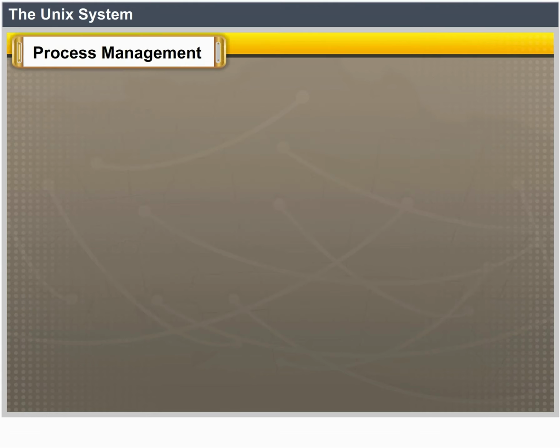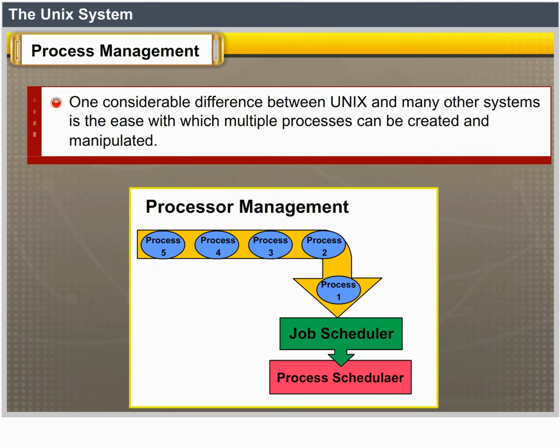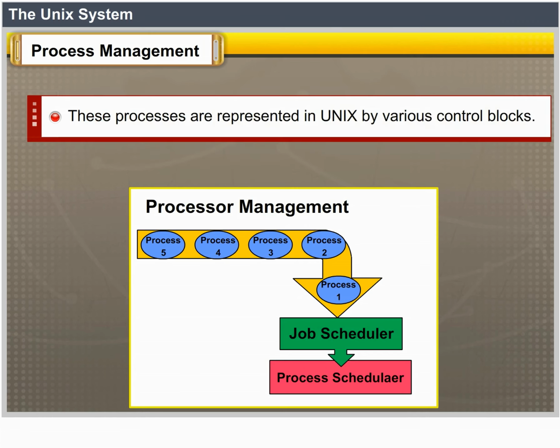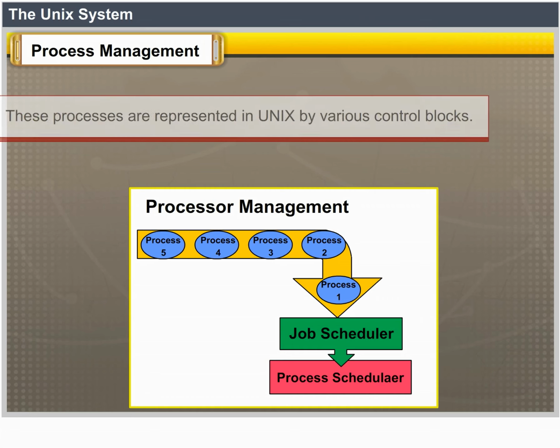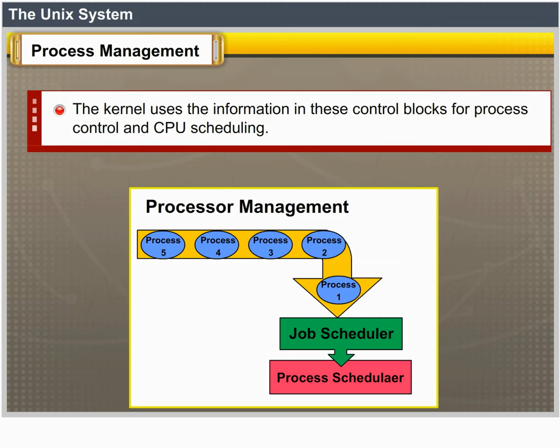Process management. A major design problem for operating systems is the representation of processes. One substantial difference between Unix and many other systems is the ease with which multiple processes can be created and manipulated. These processes are represented in Unix by various control blocks. No system control blocks are accessible in the virtual address space of a user process. Control blocks associated with a process are stored in the kernel. The kernel uses the information in these control blocks for process control and CPU scheduling.